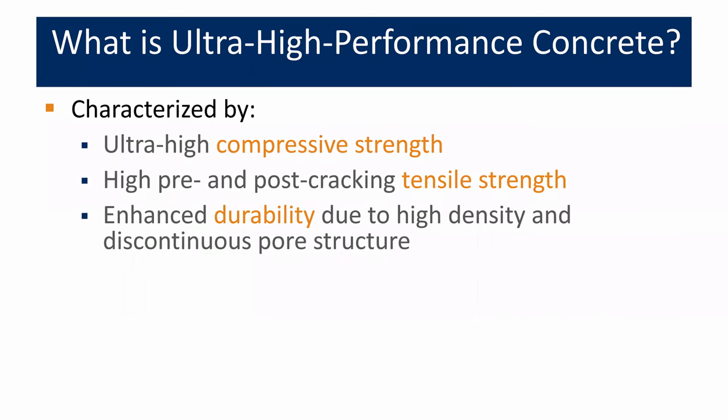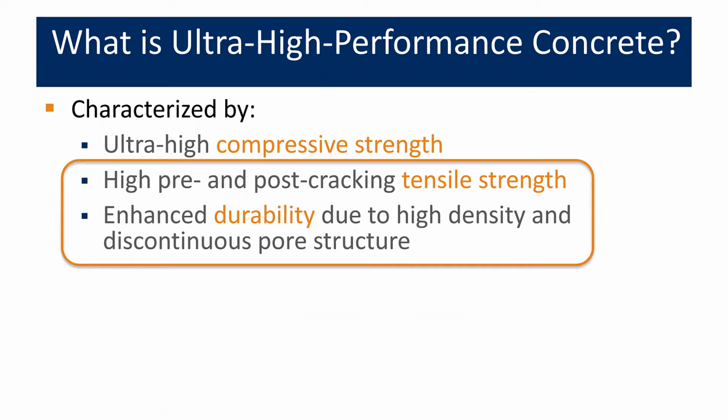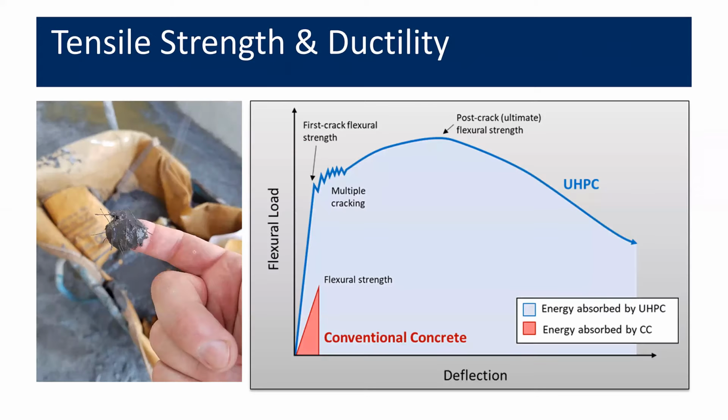So ultimately, how does it behave? Well, UHPC is characterized by an ultra-high compressive strength, but also high pre- and post-cracking tensile strengths. And then beyond that, due to the high density and discontinuous pore structure, we've got a significantly enhanced durability possible with this material. So the two types of performance that really make UHPC different from concretes that have been used historically are these last two, the tensile strength and the durability. I'm going to get into each one of those individually here.